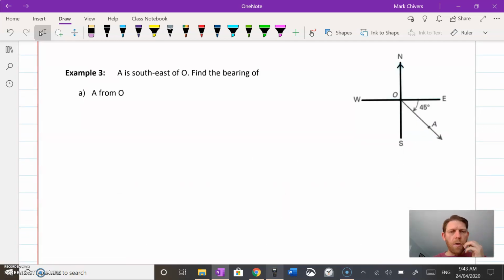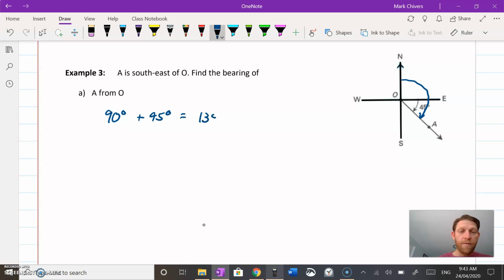Okay, so I'll talk about this one and I'll change the question slightly because I think we need to look at this a bit differently. So A is southeast of O. Find the bearing of A from O. So we're starting at O and we're interested in this angle here. So that's going to be 90 plus 45 degrees. So that is going to equal 135 degrees.